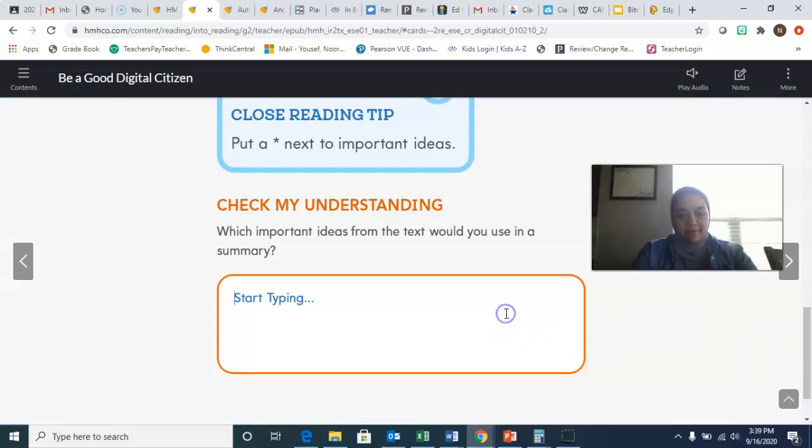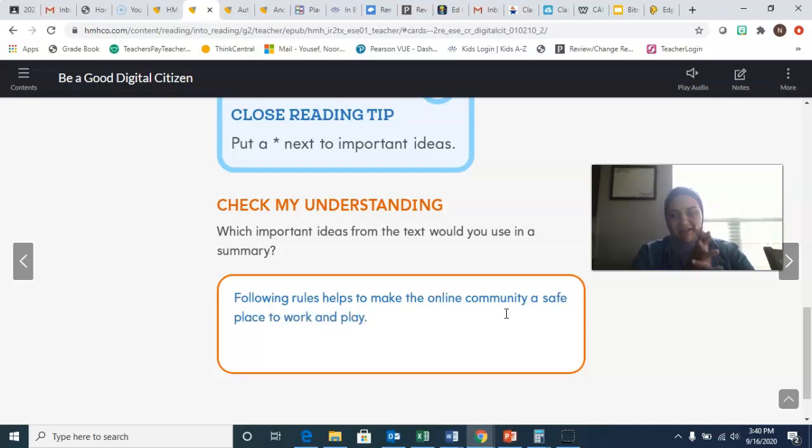So let's start writing why it's important to follow the online rules. Following rules helps to make the online community a safe place to work and play, right? We always want to be in a safe environment. If we're ever in a dangerous environment or an environment that makes us uncomfortable, we wouldn't want to stay in that environment, would we? It wouldn't make us feel good. We wouldn't look forward to doing it. So we need to make sure that we follow the rules in order to keep it safe, okay?